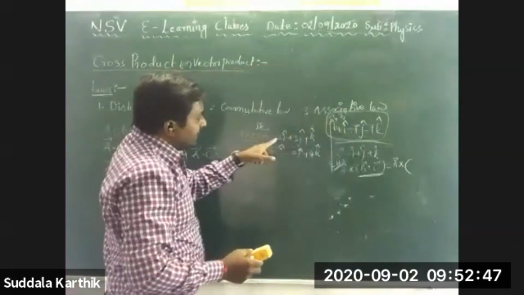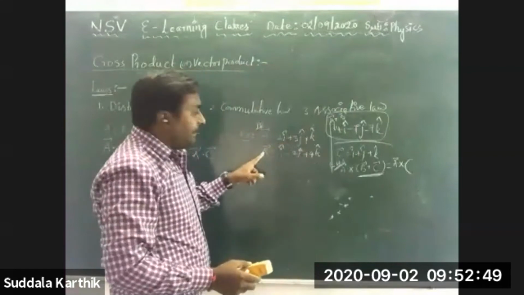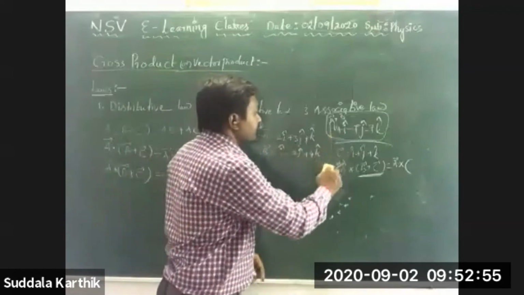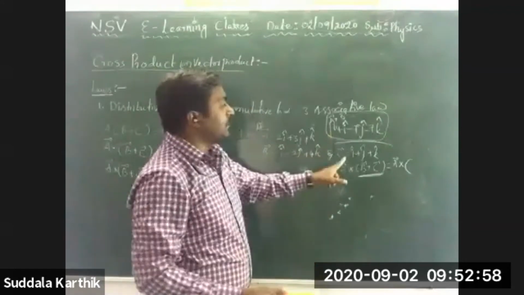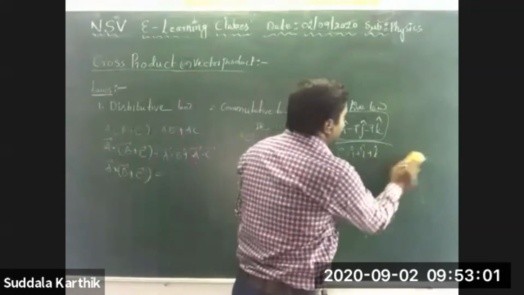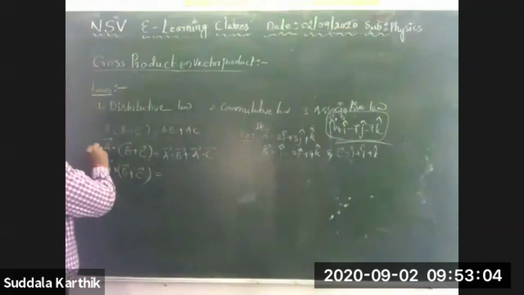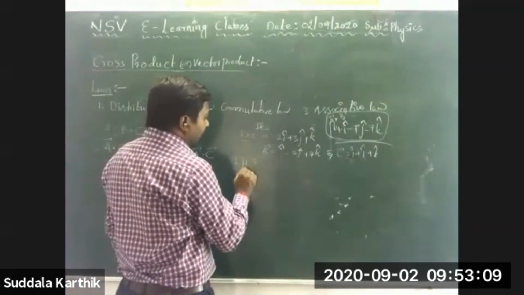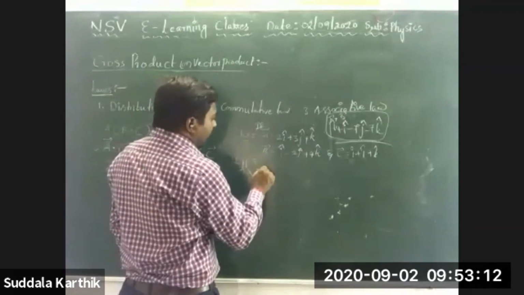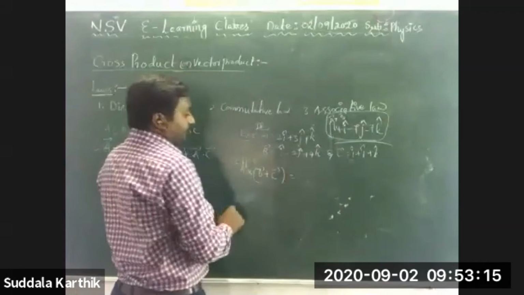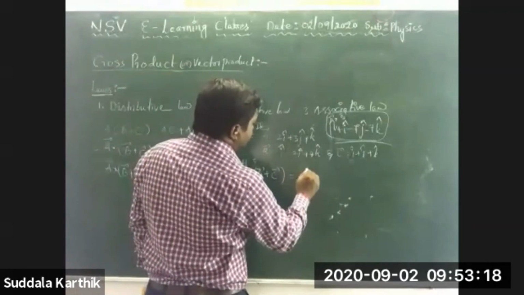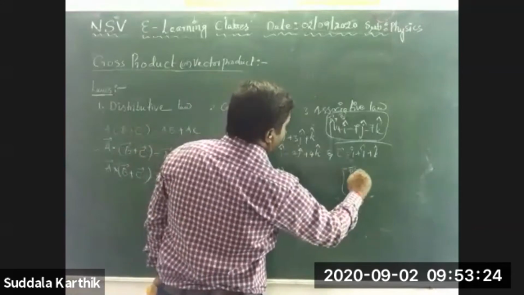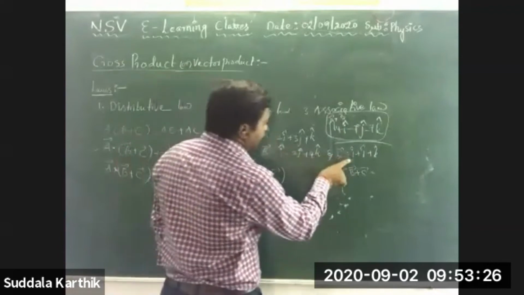Now, if A bar is equal to 2I cap plus 3J cap plus K cap, B bar is equal to I cap minus 2J cap plus 4K cap, and C bar is equal to I cap plus J cap plus K cap. They are given. I am checking this law. A bar cross (B bar plus C bar), the LHS, I am taking first. A bar I am writing 2I cap. First of all I am finding B bar plus C bar. B bar is this one, C bar is this one.